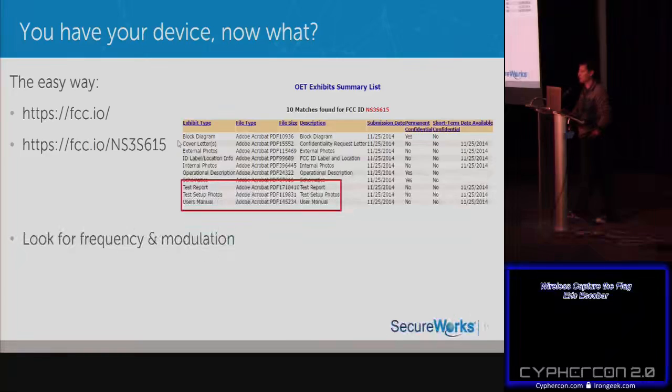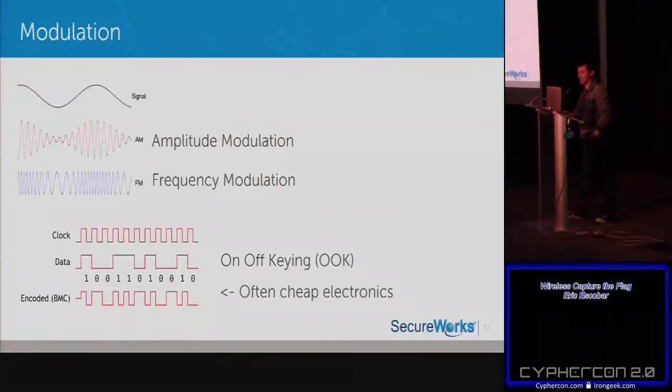And it also makes it really easy if you're in a forum discussion with somebody or you're posting something in Slack to just shoot them this link instead of trying to dig up the FCC link that would normally come up. With this, you can look at the test reports, you can see photos, you have the manuals, and really what you're looking for here is the frequency and the modulation.